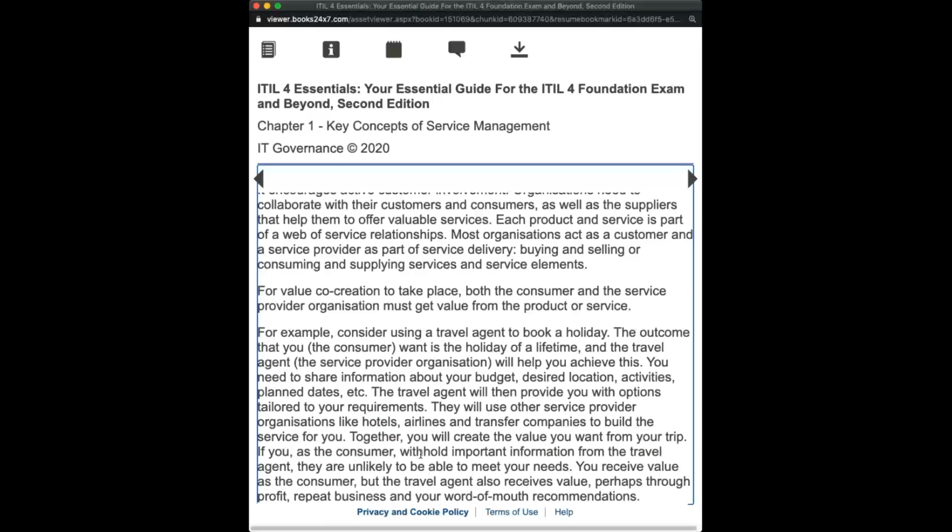If you, as the consumer, withhold important information from a travel agent, they are unlikely to be able to meet your needs. For example, if you did not specify what your budget is, they might give you a very expensive hotel that you can't afford, and then you end up not being able to book your holiday. You receive value as a consumer, but the travel agent also receives value, perhaps through profit, repeat business, and word of mouth, which happens every time.